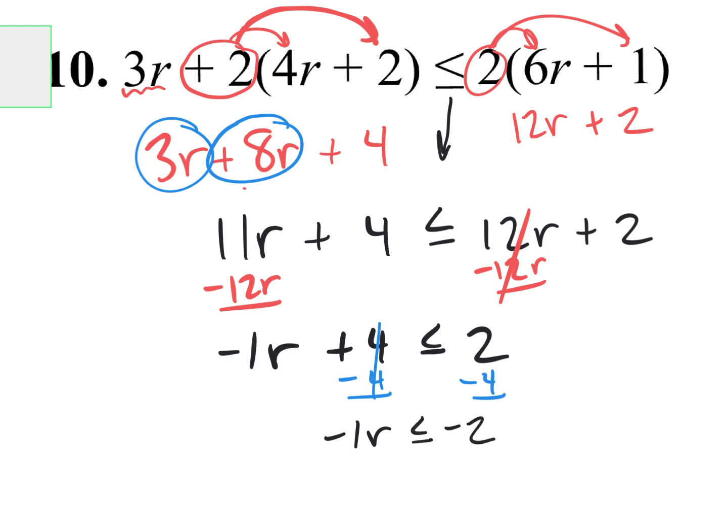Now, what does that really mean, negative 1r? That really means negative 1 times r. So if you want to get rid of that multiplication of negative 1, you're going to do the opposite of multiplying, which is dividing by that exact value, negative 1. And what you do to one side, do to the other.